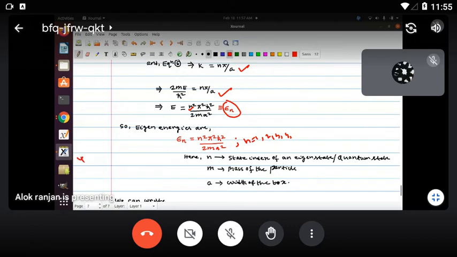So what does it mean? That means the eigenstate psi 1, which is square root of 2 over a sine pi x over a, has the corresponding eigenenergy E1 equal to pi square h bar square over 2m a square. And when psi 2 equals square root of 2 over a sine 2 pi x over a, then E2 will be 4 pi square h bar square over 2m a square.